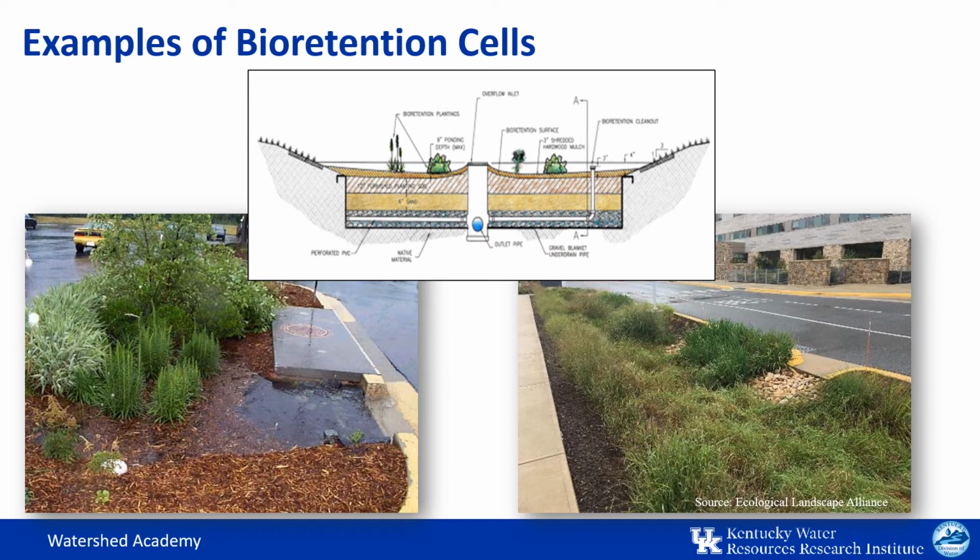The graphic shows the structure of a diagram of a bioretention cell. Here you can see the location of the media with the mulch, soil, sand, and gravel layers, and at the bottom, a perforated underdrain pipe with an overflow outlet.